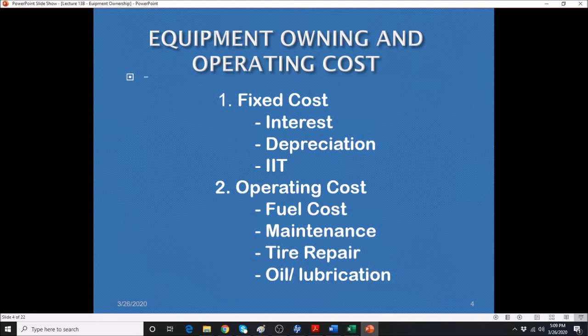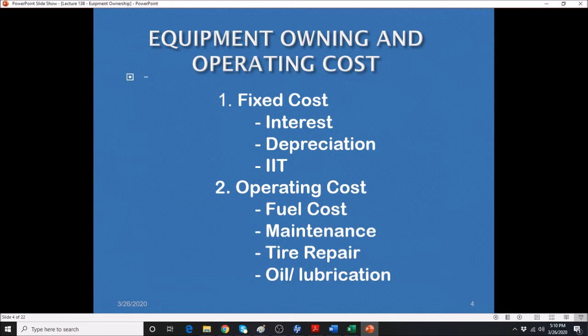Just like any mechanical equipment, say for example your vehicle, anytime you drive it from the dealership, it starts to lose its value. That loss of value throughout a given period of time is what we call depreciation. And of course, we have the interest, insurance, and tax associated with buying that particular equipment. Those are all fixed costs, as they call it.